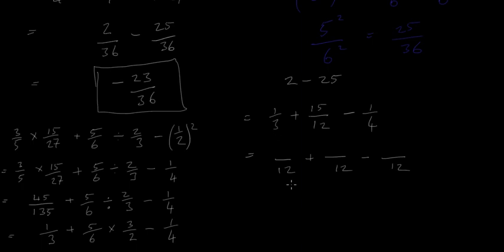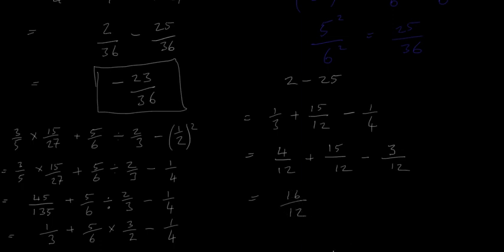So what did I do to 3 to give me 12? I multiplied by 4, so multiply the top by 4 as well. 4 ones give me 4. This doesn't change, it's still 15 over 12. What did I do to 4 to give me 12? I multiplied by 3, so multiply the 1 by 3. So I end up with 3 there. So what do I end up with here? So I have 4 12ths plus 15 12ths, and then I subtract 3 of these 12ths. So 4 plus 15 is 19 12ths. 19 twelfths minus 3 twelfths gives me 16 twelfths, I think.